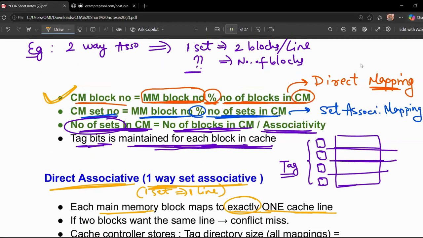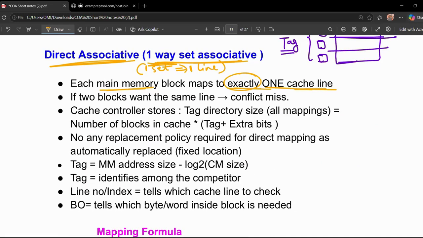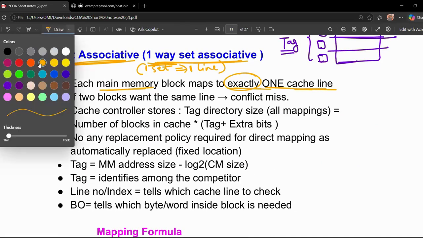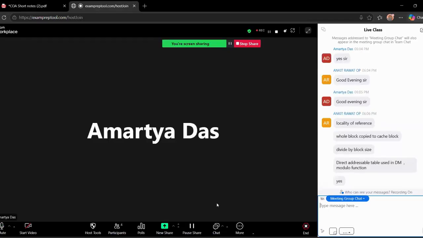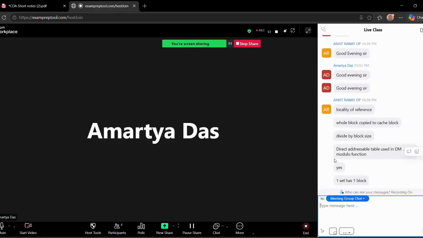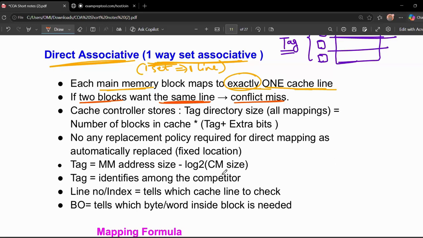Because that is only written here in the direct mapping. You can find the cache memory block number by taking the modulo, right? Now, the next point: if two blocks want the same line, what will happen? Yes, that will be a conflict miss, because two blocks want the same thing. Then it will be a miss, a conflict miss.